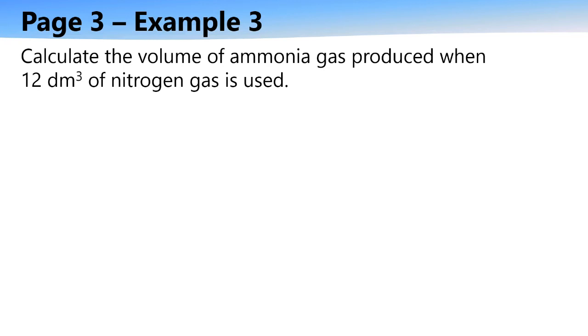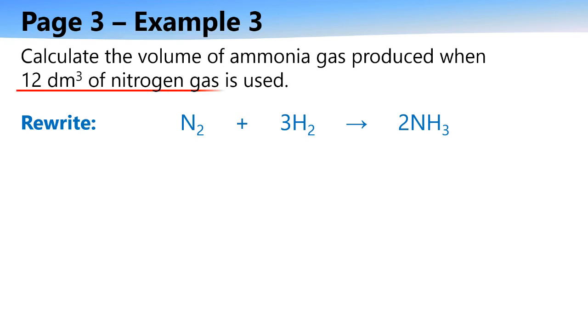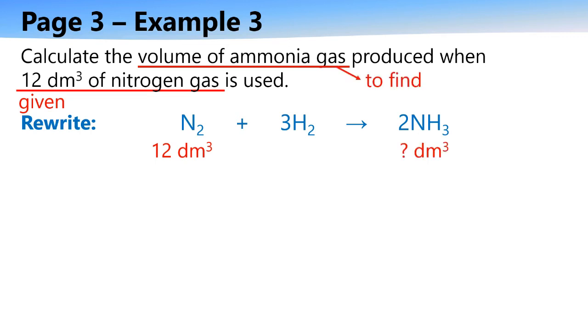Now calculate the volume of ammonia gas produced when 12 dm cube of nitrogen gas is used. So once again, rewrite the equation, giving a lot of space for the junction method. What is the important information in this question? That is 12 dm cube of nitrogen gas. This is the given information. So I have 12 dm cube of N2. And what do we need to find? We need to find the volume of ammonia gas. So question mark, how many dm cube of ammonia gas? This time we are dealing with volumes of gases. We are not dealing with masses.